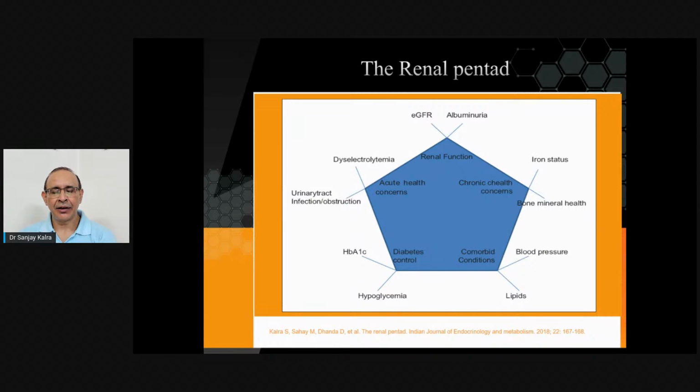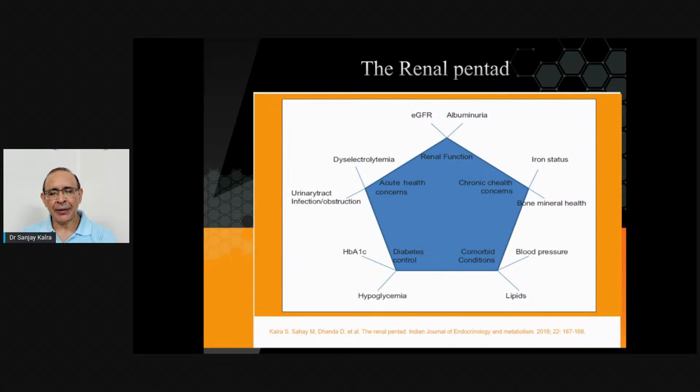And in chronic kidney disease, two acute health concerns are dyselectrolytemia and also urinary tract infection or obstruction. So we should screen for these. And then chronic health concerns like iron status and bone mineral health. Our patients with CKD, with chronic kidney disease, may have low iron or low ferritin levels or a low transferrin saturation, and they may have bone dysfunction. The term used is renal osteodystrophy. They may have osteoporosis or osteomalacia or a mixture of both. So all these things, all these 10 things should go on in our mind when we are managing patients.